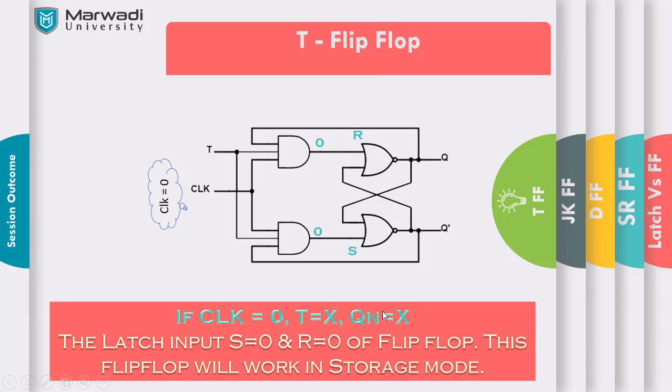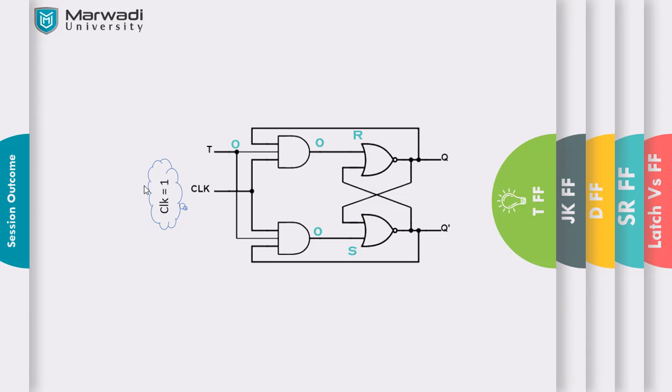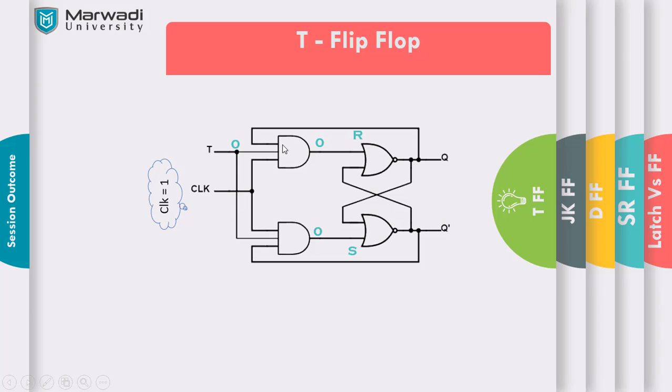Now whenever the RS latch has 0 0 input, this will work in a no change condition, or you can say in a storage mode. So this whole T flip-flop will be in the storage mode when clock equal to 0. Now if clock equal to 1, then the AND gate output is dependent upon the other inputs also.